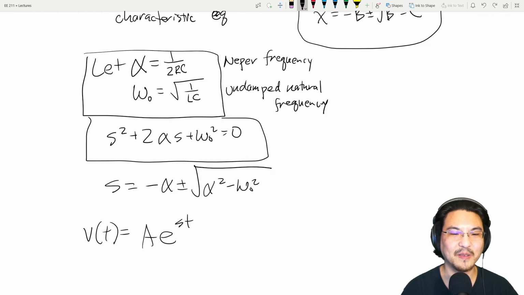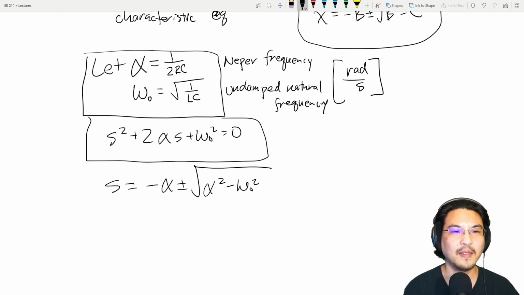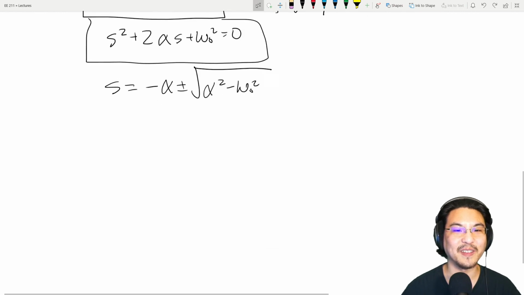But the thing is, there are some possibilities here, because depending on the values of R, L, and C, that will determine this frequency and this frequency. These are radians per second, the units, right? So based on the values of R, L, and C, this alpha might be larger than omega, it might be smaller, or they might be equal to each other. So we have three different possibilities.